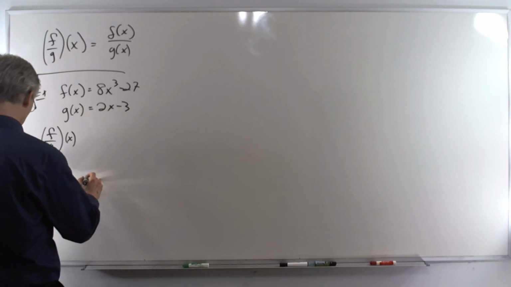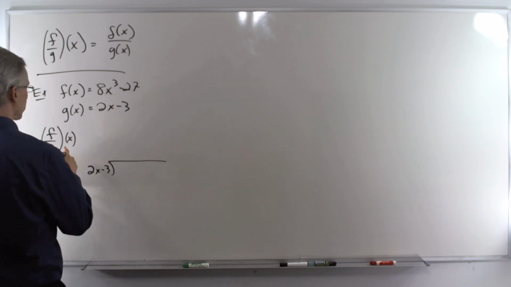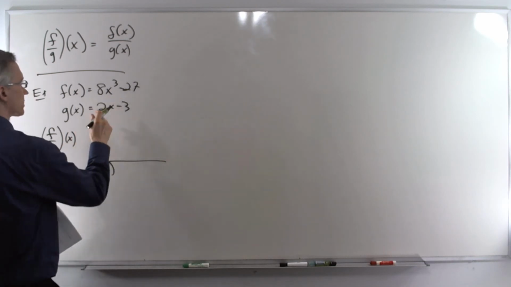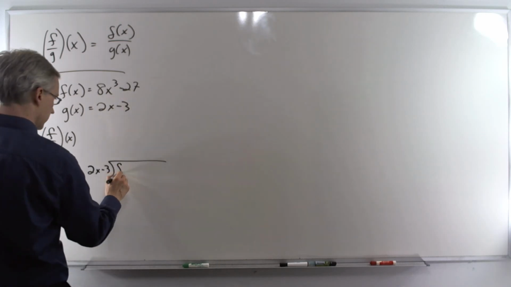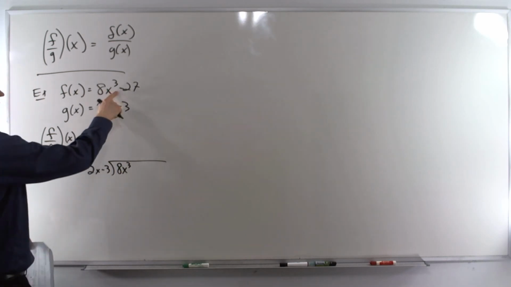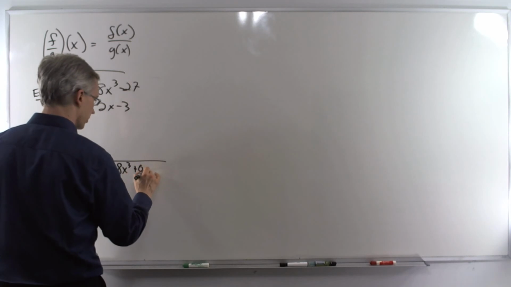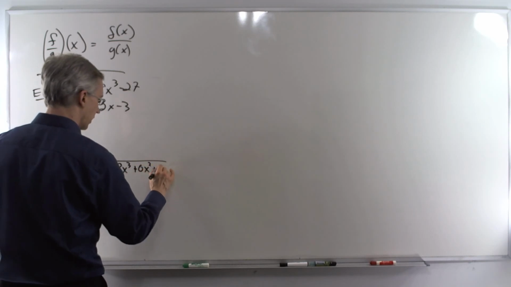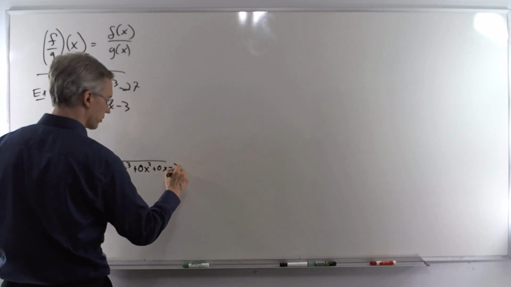Okay, so we've got 2x minus 3 into 8x to the third minus 27. Now we've got two placeholders for this one. We do not have an x squared term, and we don't have an x term. So I'm going to put in 0x squared and 0x. So those are two placeholders. Minus 27.